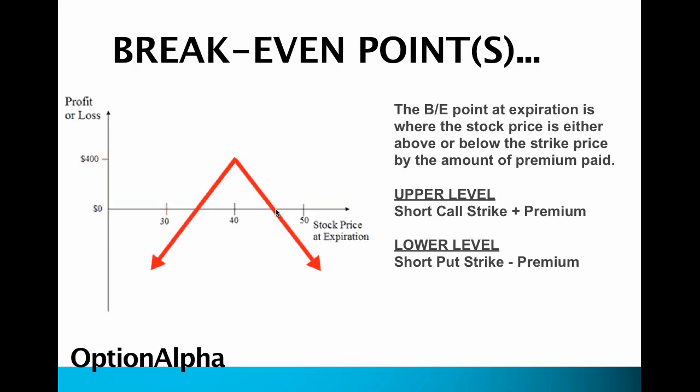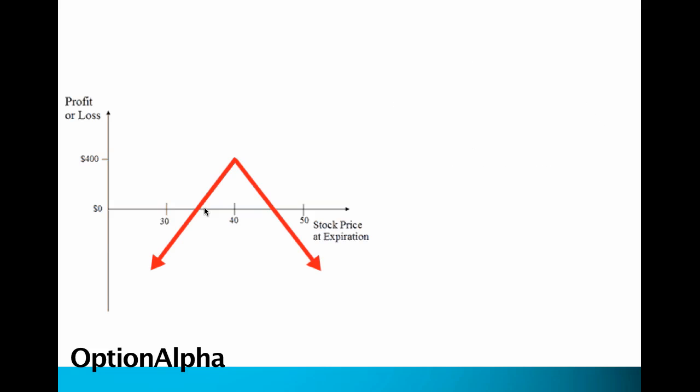And that's going to give you this particular point here on the graph, which is where it breaks even on the upper level. For the lower level, you're going to take the short put strike and you're going to subtract the premium that you received as well. And again, that creates this other lower level break-even point. So as long as the stock closes inside this range, centered around 40, you're going to make money at expiration.